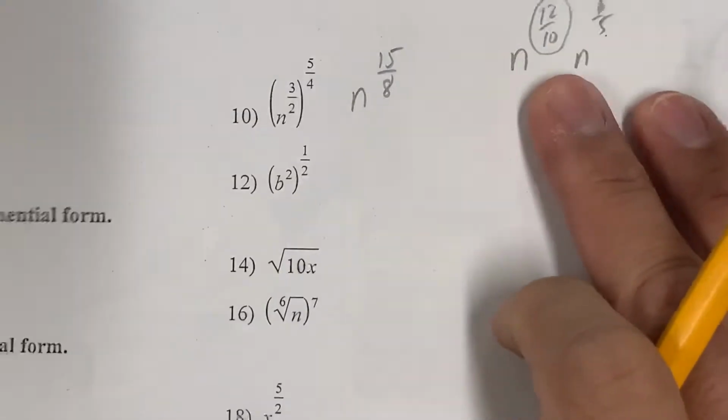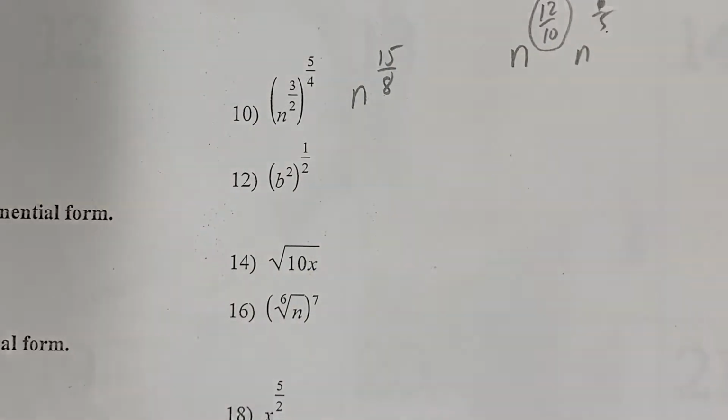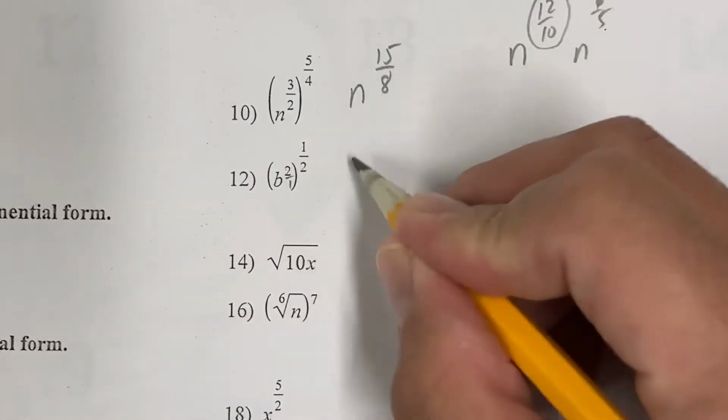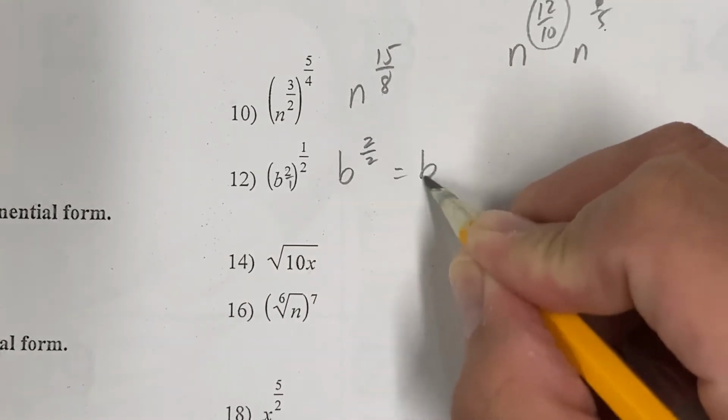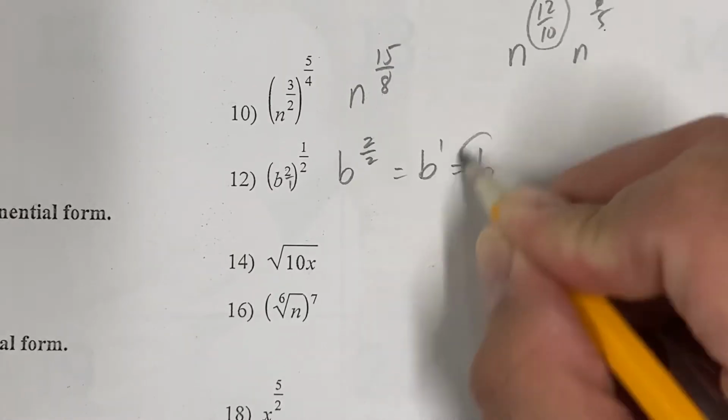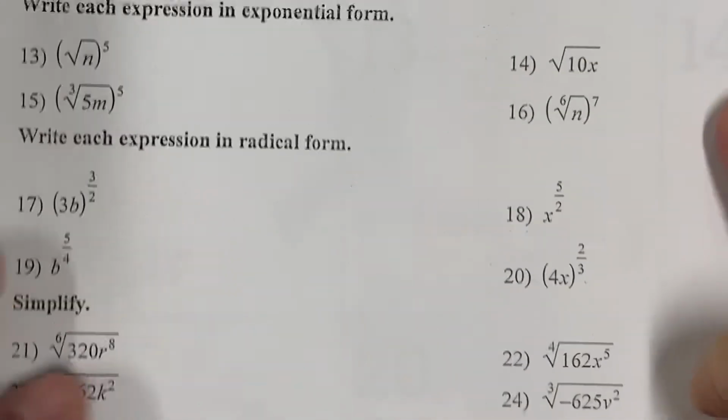Okay? 2 times 1/2. So like this one here. There's a 1 there. 2 times 1, it's 2. 1 times 2 is 2. What's 2 divided by 2? It's 1. So the answer is just B, or B to the 1, or just B. That's even better.